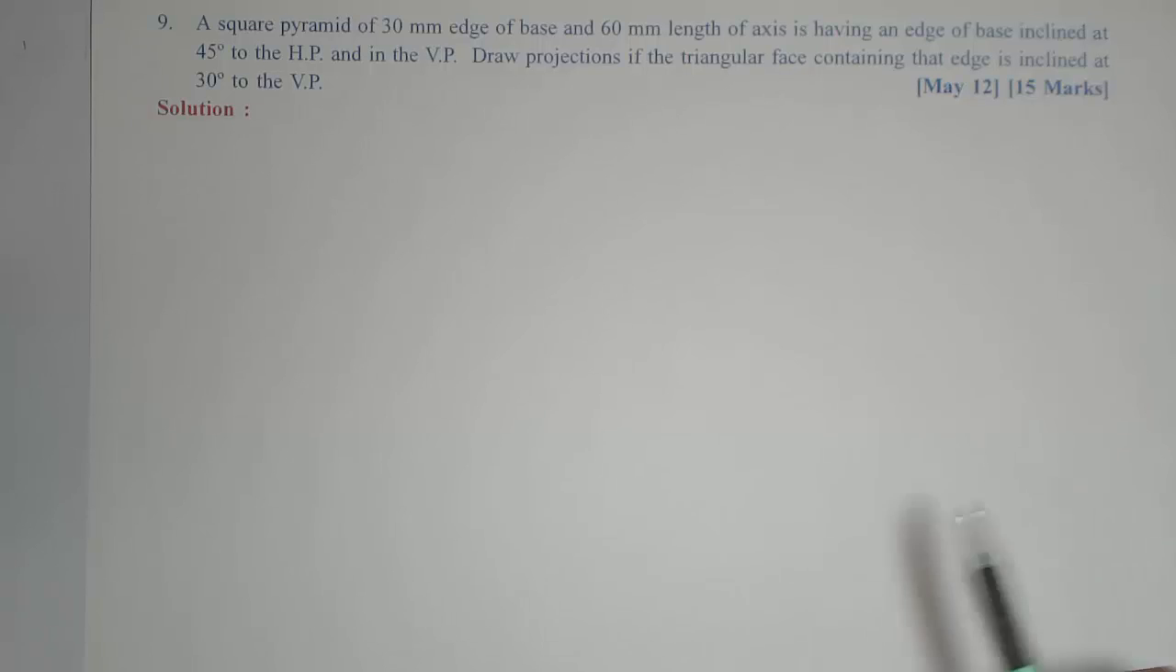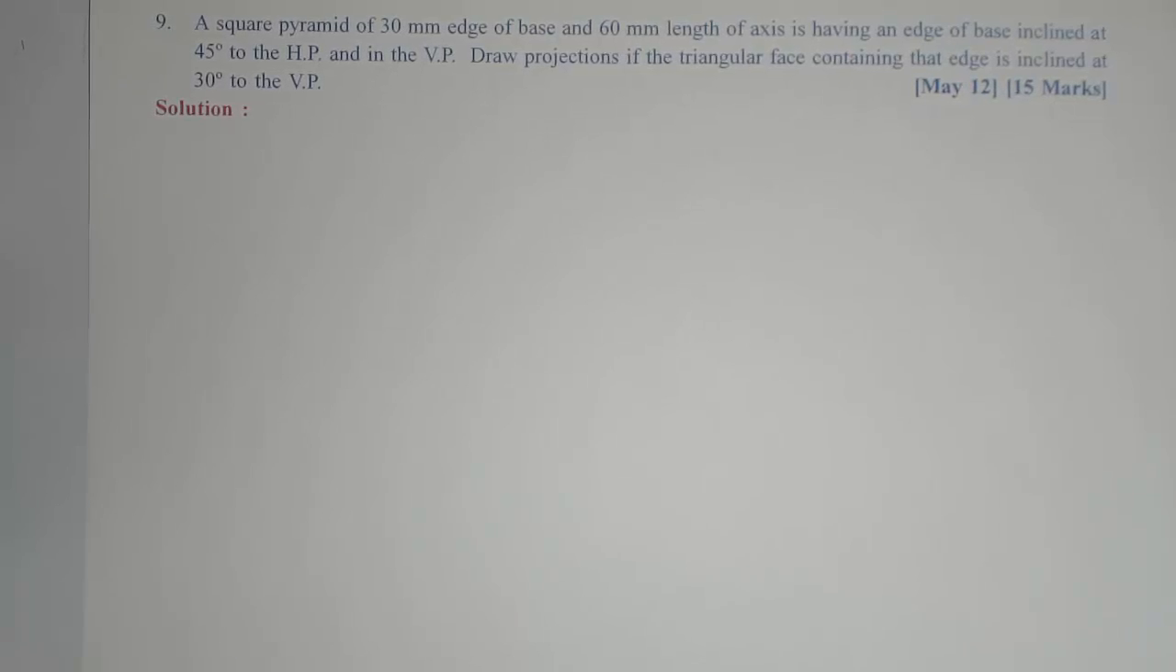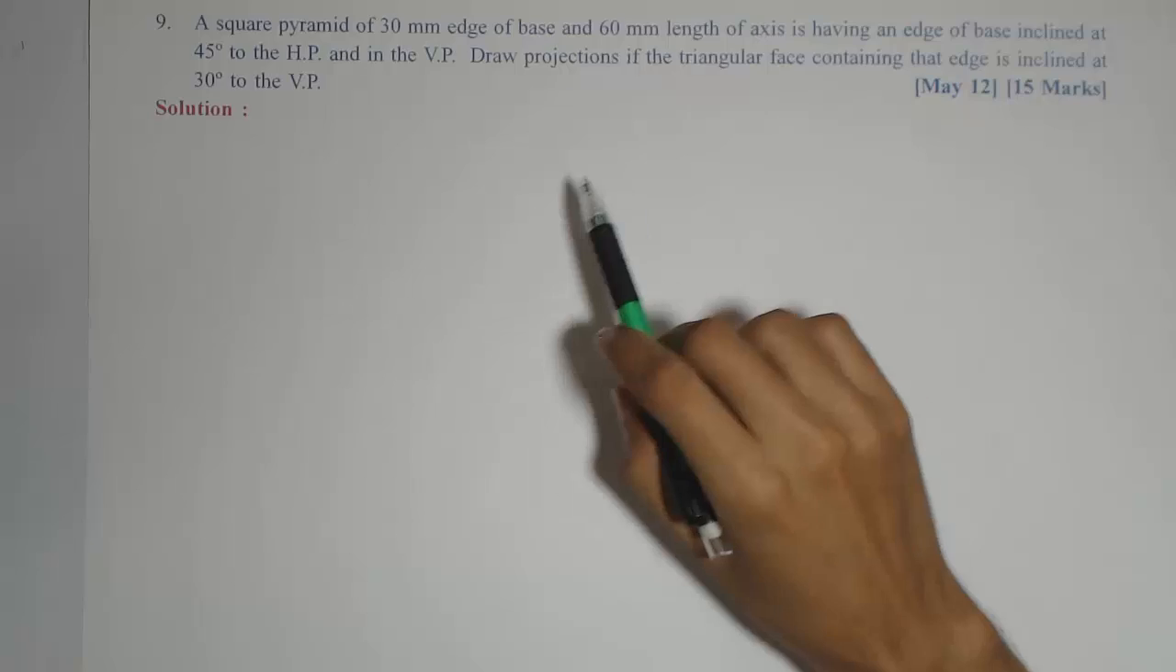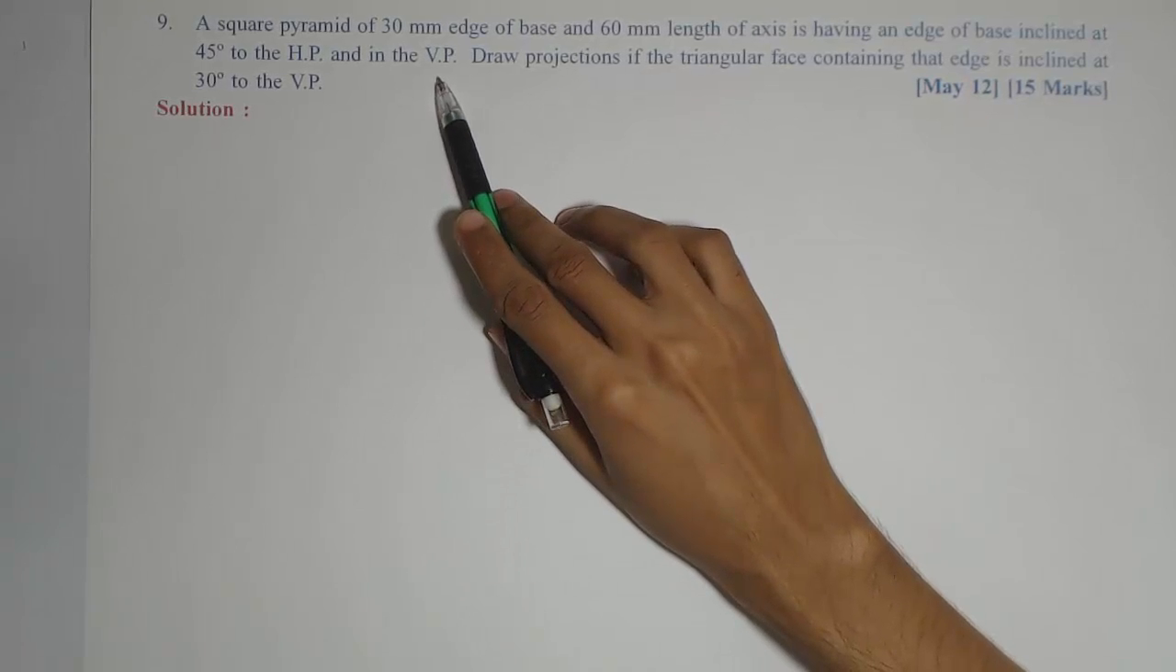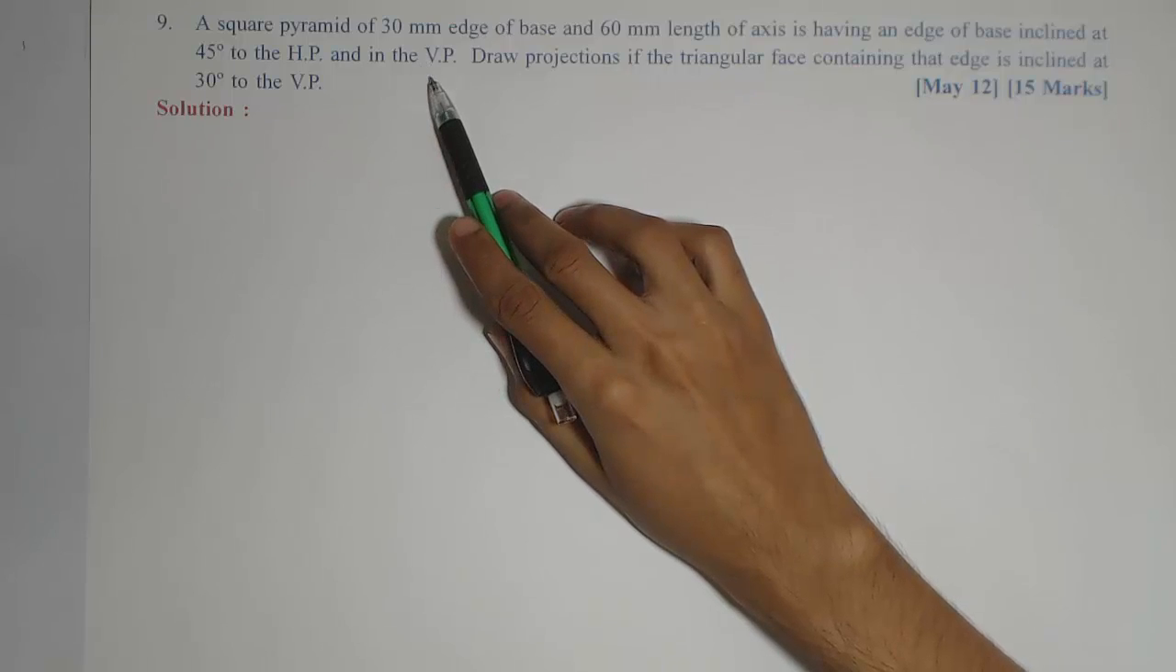Now moving to the next problem on pyramid. A square pyramid of 30 mm edge of the base and 60 mm length of axis is having an edge of base inclined at 45 degree to HP and in the VP. Now base edge is given in the VP. So my first assumption should be entire base is lying in the VP.